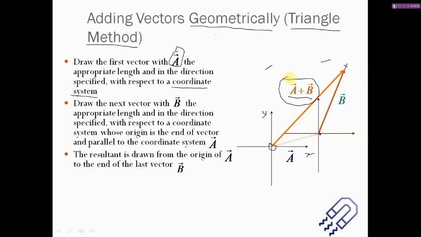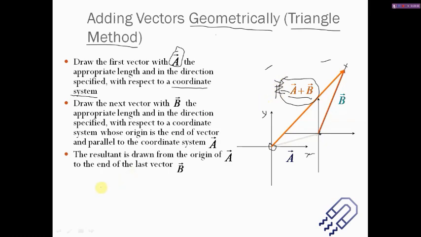So this A plus B is called the resultant. You might be hearing a lot of terms, which is basically called resultant in vectors. It depends on what kind of representation you are using. Sometimes it is used as R, and in basic derivation it's always R. So this is a resultant.